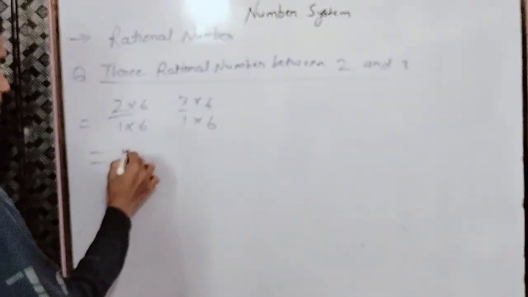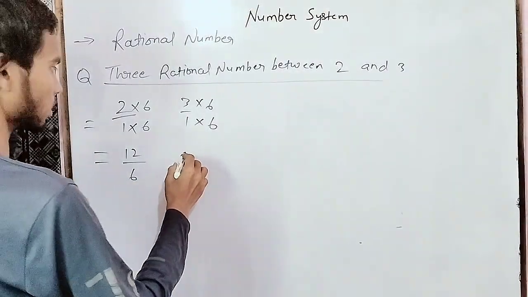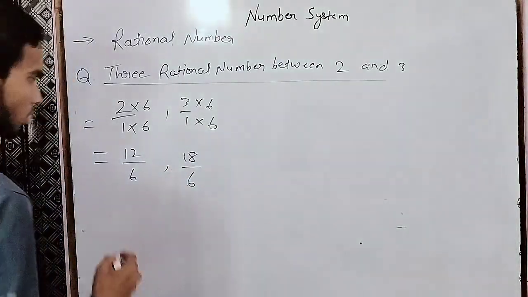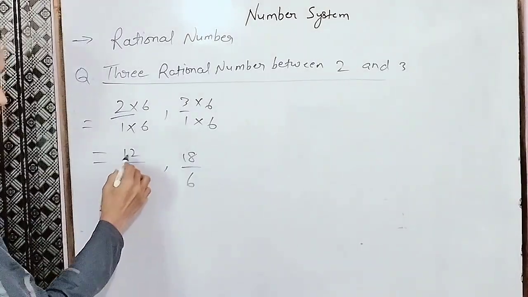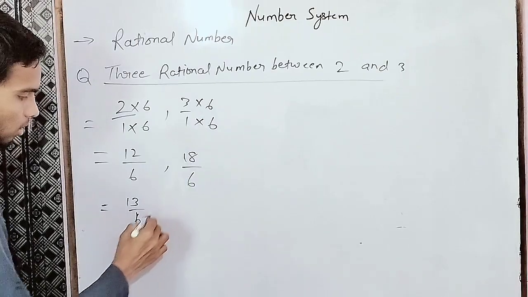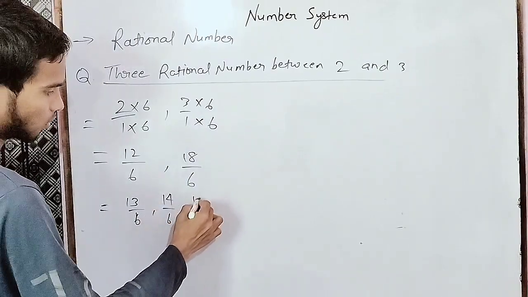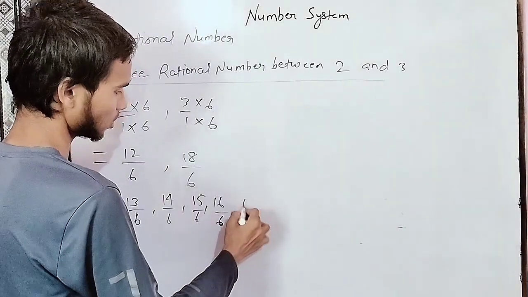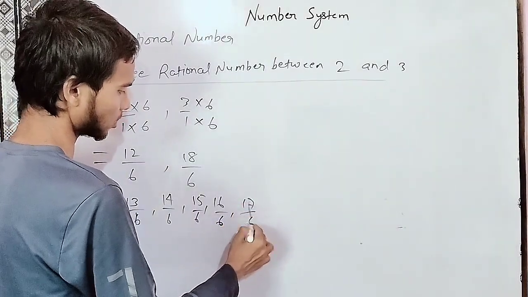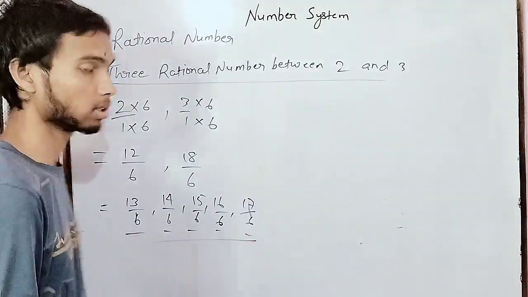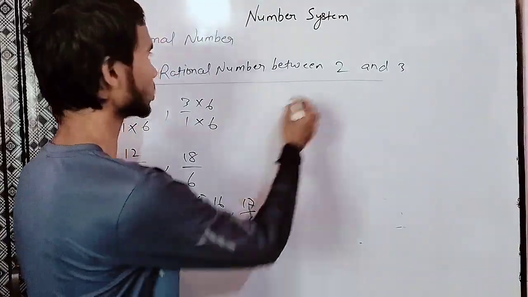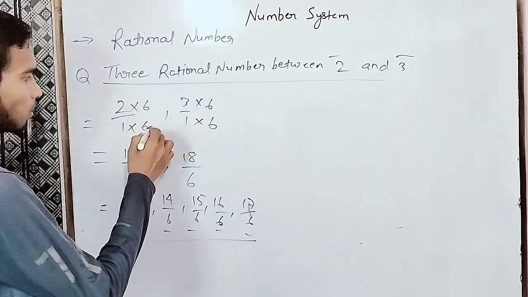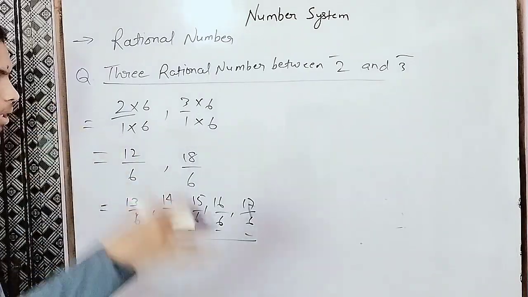Now simplify it, and then 6. Now we have 12, then 13, 14, 15, 16, 17. Now you can see 1, 2, 3, 4, 5. We got 5 rational numbers between 2 and 3, like that. You can even multiply with 10, whatever you want.